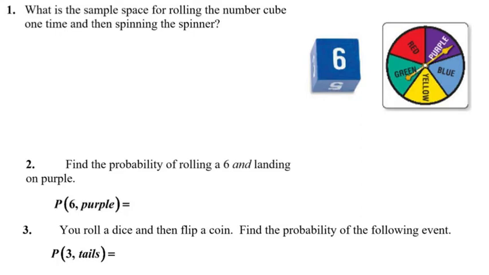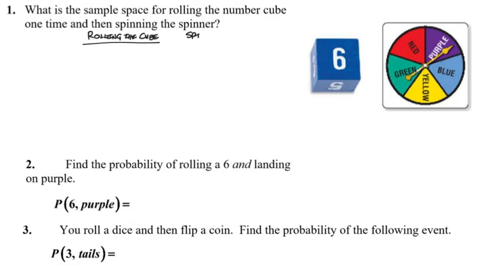All right, number 1 on this one: what is the sample space for rolling the number cube one time and then spinning the spinner? So I'm going to use a tree for this one, one of those old tree diagrams. And I'll do it in this order, by the way. We'll look first at rolling the cube. You can call it a dice if you want. Rolling the cube, we'll look at those different outcomes, and then we'll look at the spinner second.